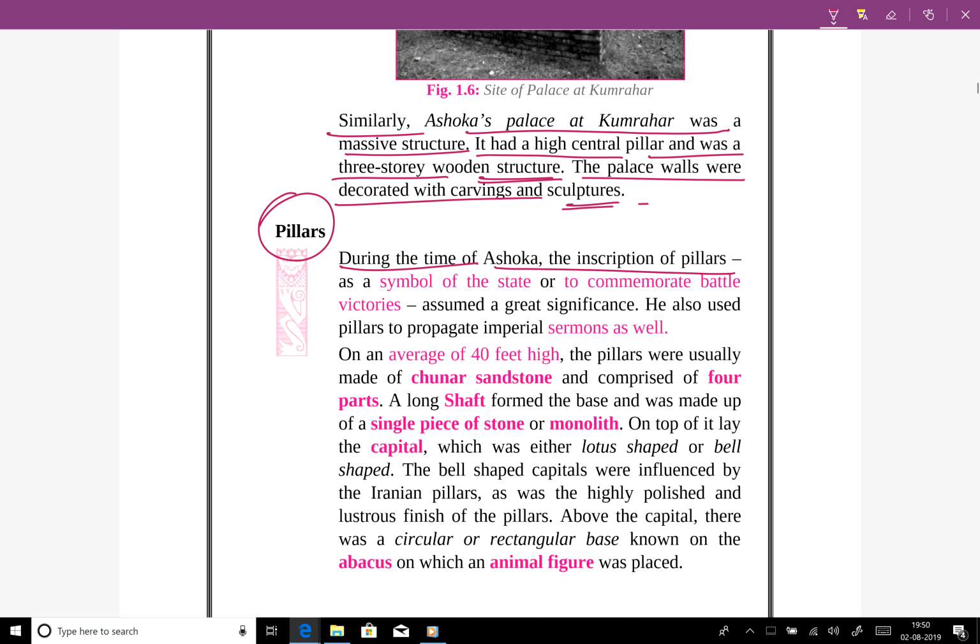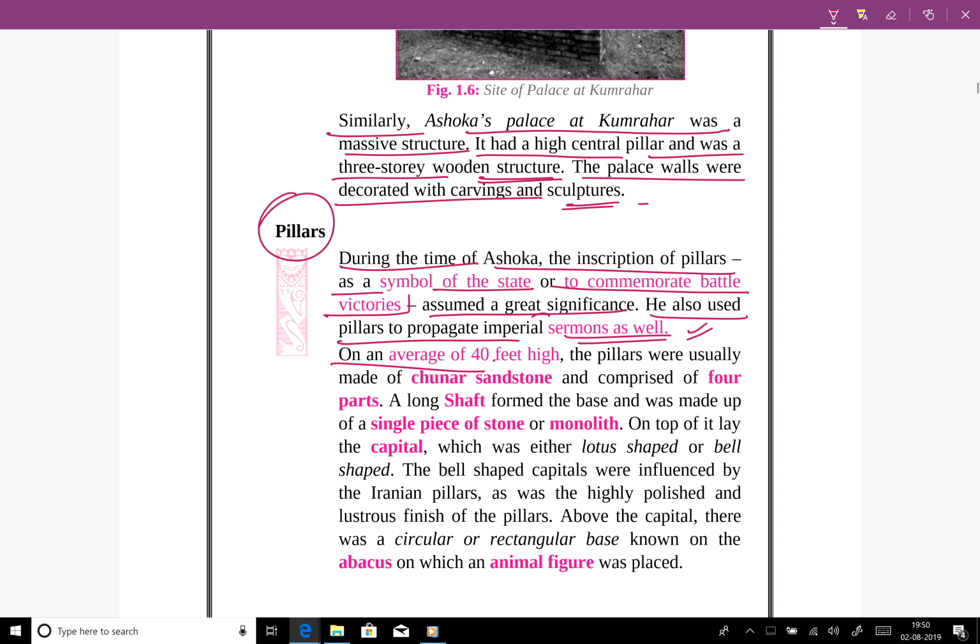During the time of Ashoka, the inscription of pillars as the symbol of the state or to commemorate battle victories assumed great significance. He also used pillars to propagate imperial sermons. As we all know, the Indian emblem has also been taken from the Ashokan pillar at Sarnath.